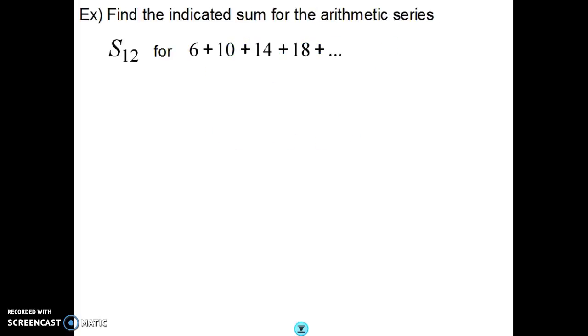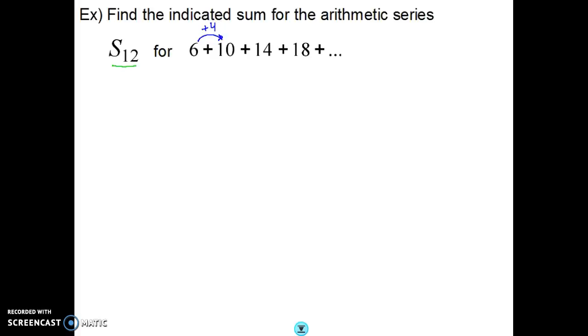So let's look at an example. Find the indicated sum for the arithmetic series. So we want to find the sum of the first 12 terms for this series that goes 6 plus 10 plus 14 plus 18, and so on. Well, right away, we know we need to find a sub 12 in order to answer this question. So to find a sub 12, we're going to need the general rule for this series. Fortunately, we have some terms, so we can find our common difference relatively easily.